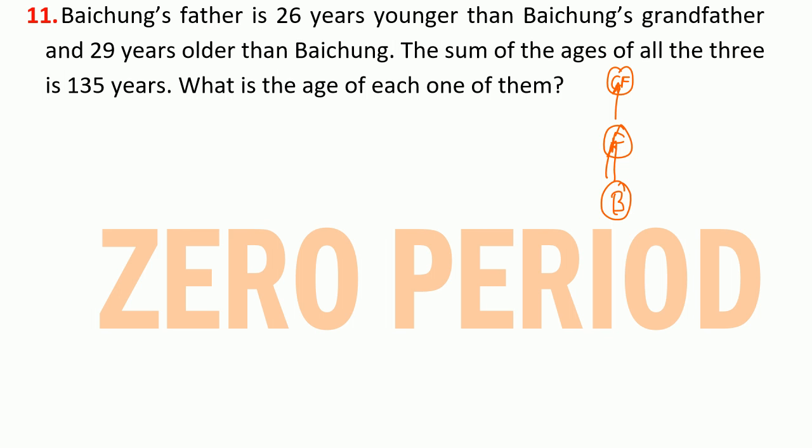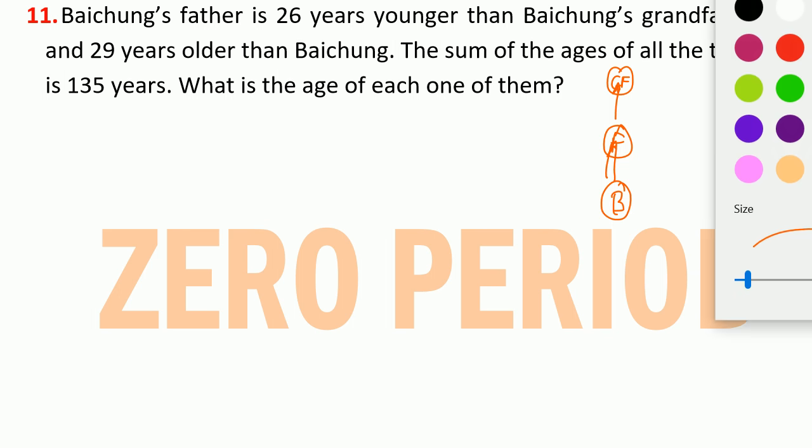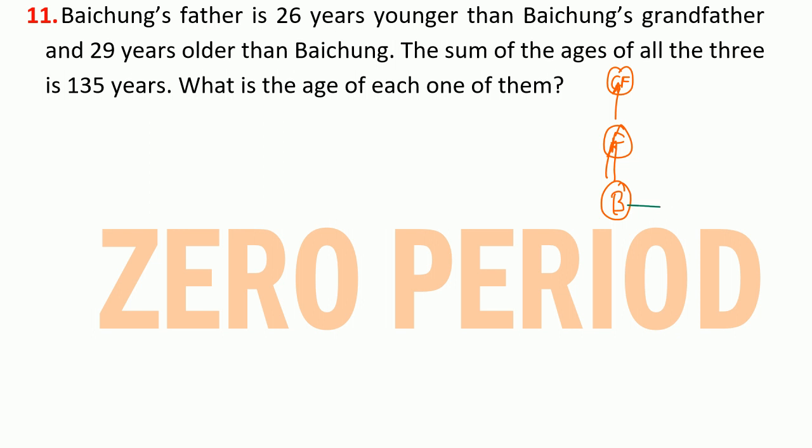These are the sequence. If I take Baichung's age as X, then the difference between the age of father and Baichung is, Baichung's father is 26 years younger than Baichung's grandfather and 29 years older than Baichung. So father becomes X plus 29, and then the grandfather will be X plus 29 plus 26. This is the summary which will help you to solve the question.